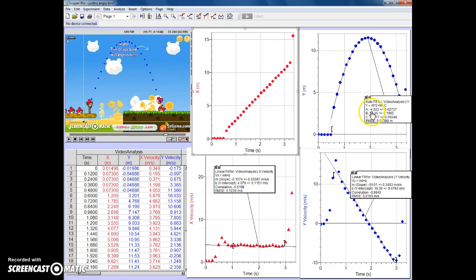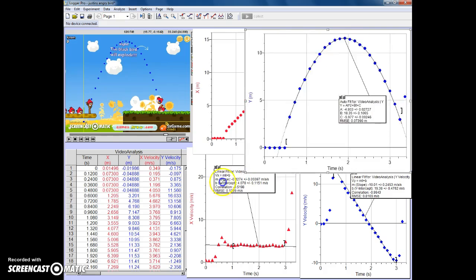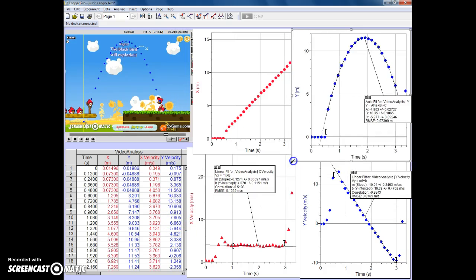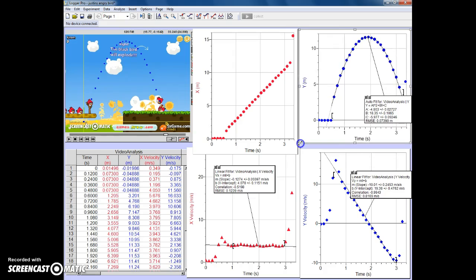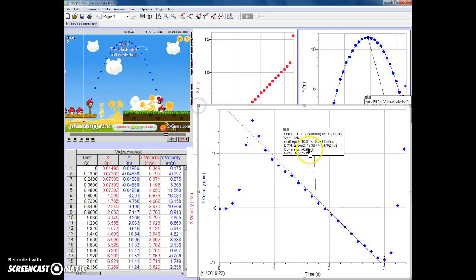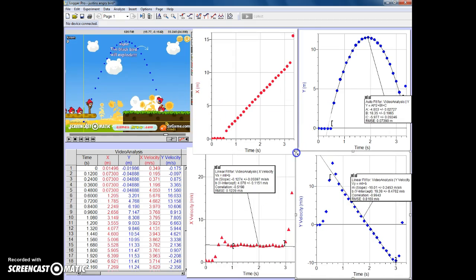And for the y displacement, there's an a over here that you can see here. This number, this negative 4.8, should be half of gravity. Gravity is 9.8 meters per second squared, so that's pretty close, good enough. And the slope over here, the y velocity, should be 9.8. I got negative 10 over here. Once again, good enough.